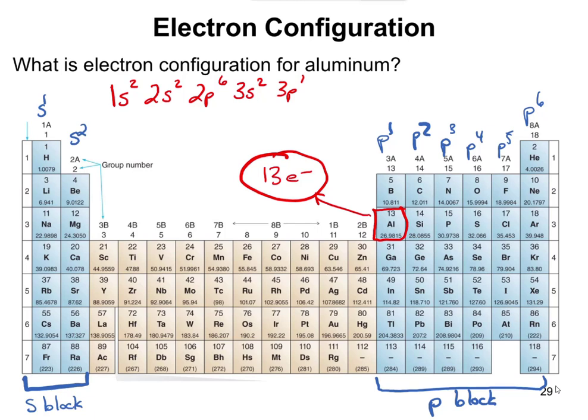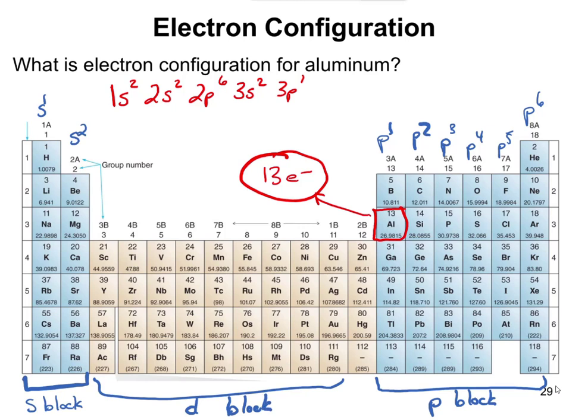Now, we're not talking about them in our class, but all of the transition metals in the middle would all be D block. And then the lanthanides and actinides, those would be F block. So if you ever hear that terminology, right, that's what it means. And all it means is it's where it's going to end on the periodic table.